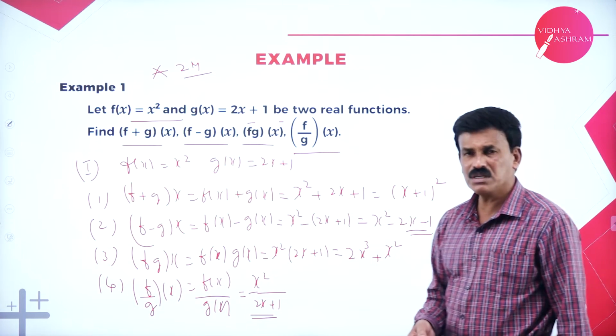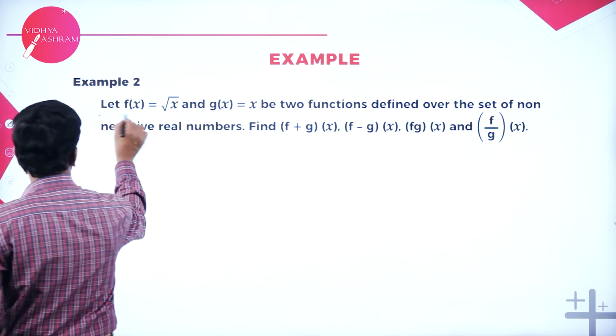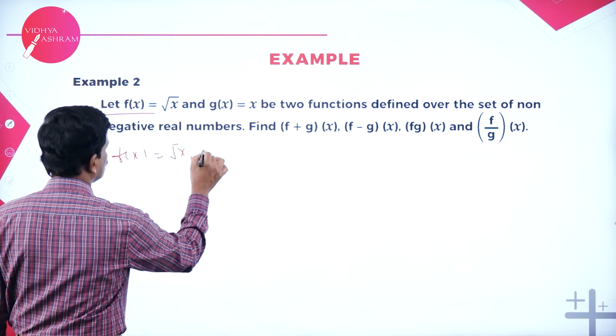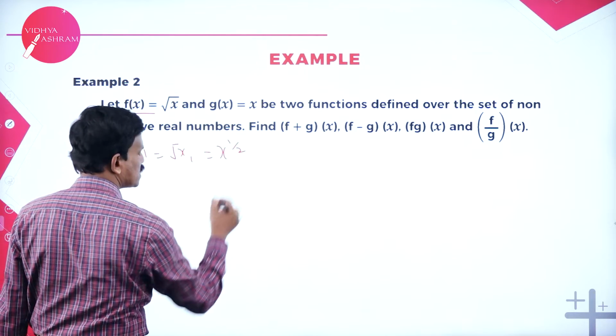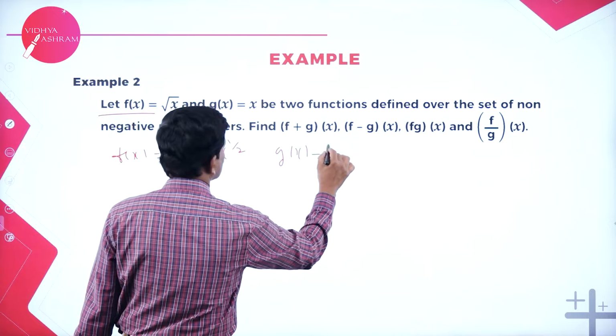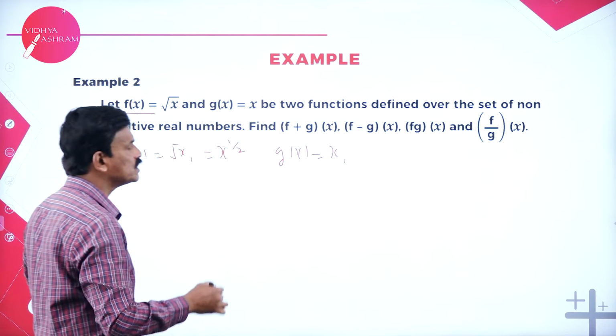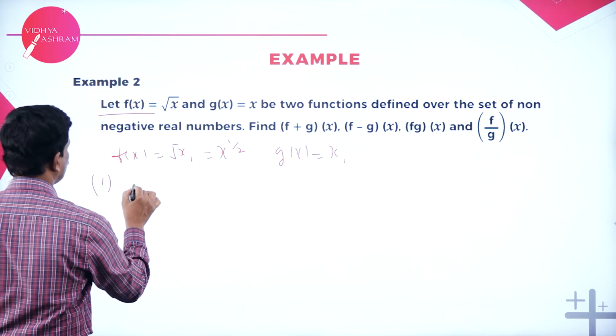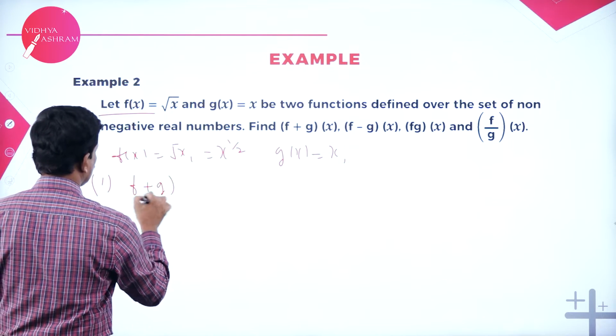Now let us come to a similar type of problem. Second one. What is given? Given f(x) is equal to root x. If you want, you can write it as x to the power of 1 by 2, and g(x) is equal to x, two real valued functions on the set of non-negative real numbers. Now what is to find first? (f plus g)(x).